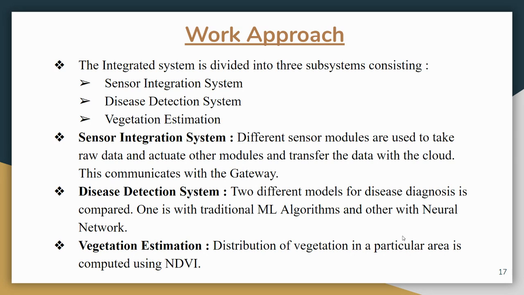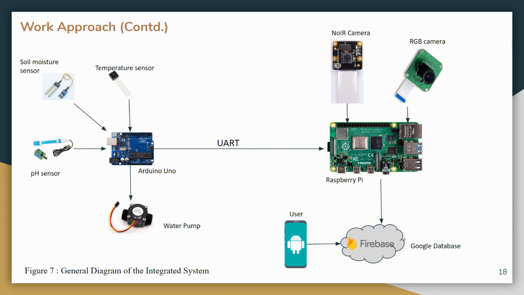Second is the disease detection system, which basically consists of two different models for disease diagnosis, and they are compared. One is the traditional ML algorithm and the other is using a neural network. Third is vegetation estimation. The vegetation estimation system provides the distribution of vegetation in a particular area computed using the NDVI concept. Here is the overall general diagram of the whole integrated system.